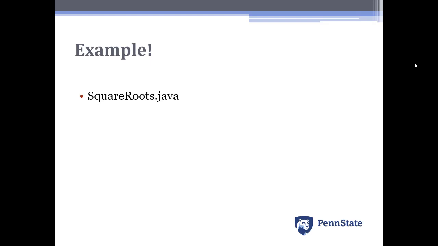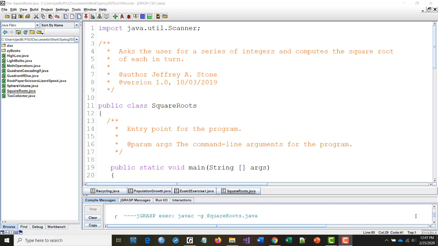So let's take a look at an example which uses a sentinel-controlled loop. SquareRoots.java can be found on Canvas in the Code Samples module at the bottom of the Modules tab. Okay, let's take a look at a program called SquareRoots.java. This can be found on Canvas in the Code Samples module.